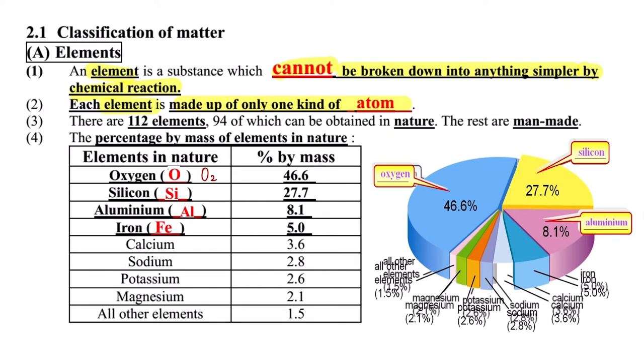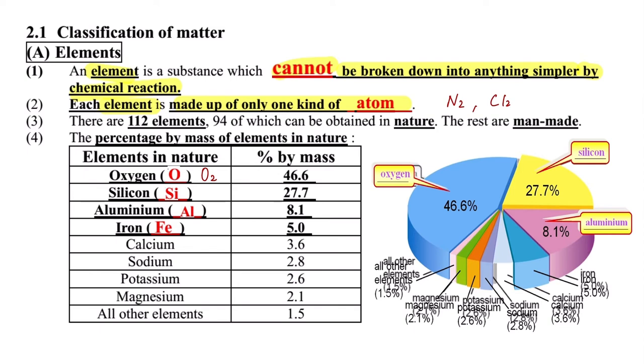Let me give you some more examples of elements. We have N2 and Cl2, chlorine, also called an element. Only one kind of atom is present inside the element. There are 112 elements, and the number is increasing because chemists keep finding new elements. You need not remember the number, okay? Some of them are man-made, which means we make these elements, not naturally occurring.